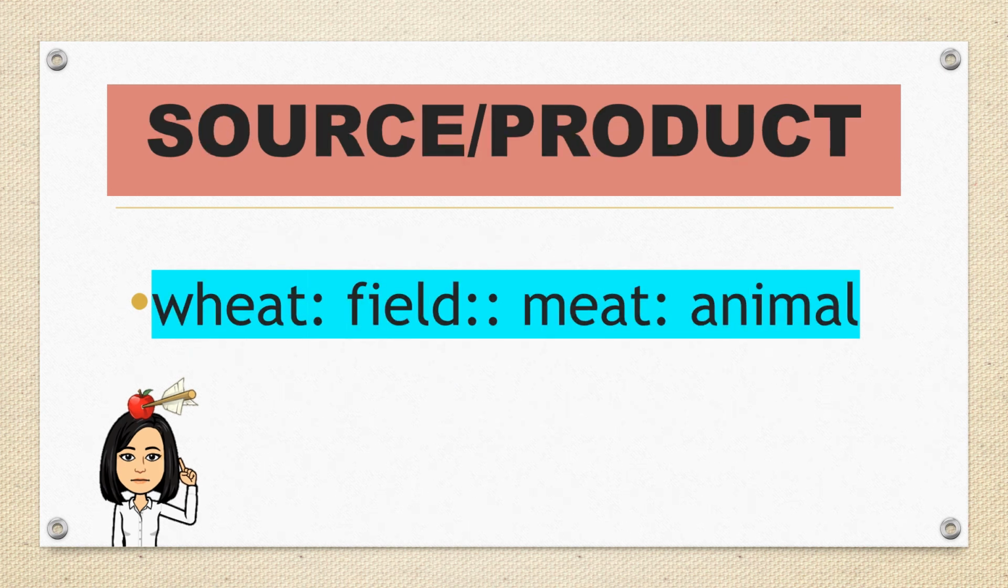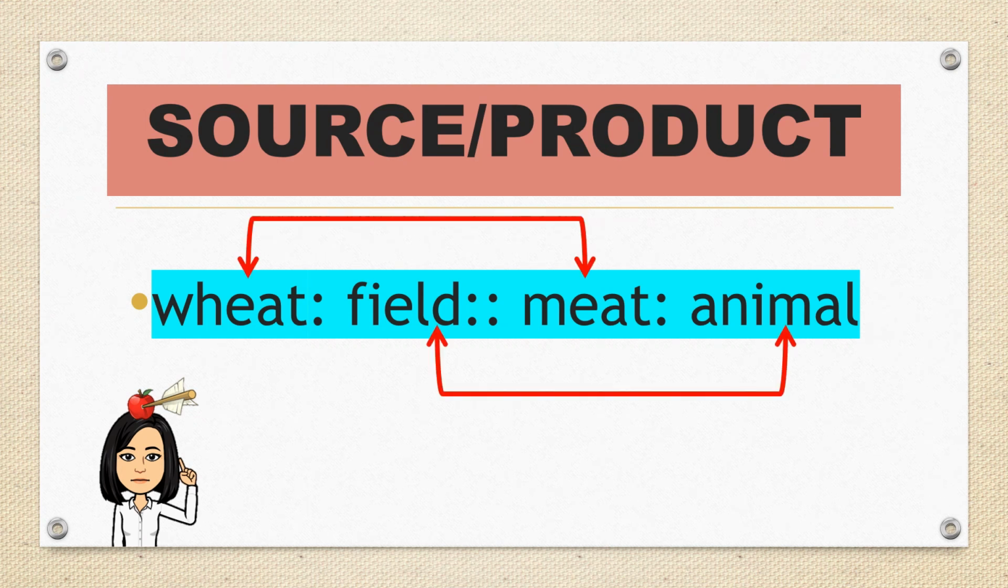Source and product. The first words are the products, and the second words tell where these products come from. Wheat is to field as meat is to animal. In other words, wheat is from the field as meat is from the animal.